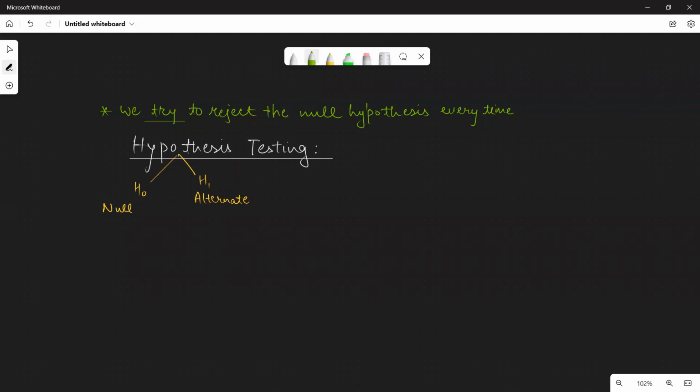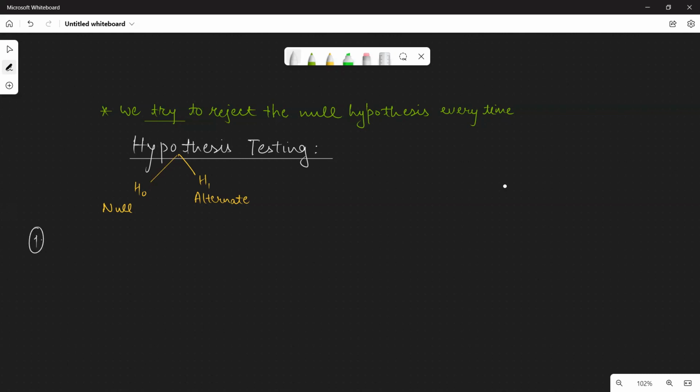So when we say that we try to reject the null hypothesis, let's now understand what exactly I mean by null hypothesis and alternate hypothesis. As of now, we have understood that hypothesis testing involves two kinds of hypothesis: H0, which is null hypothesis, and H1, the alternate hypothesis. Now we will be taking up a lot of case studies today, tomorrow, and in the subsequent lectures, so that this understanding becomes very clear. So let's take the first case study right now.